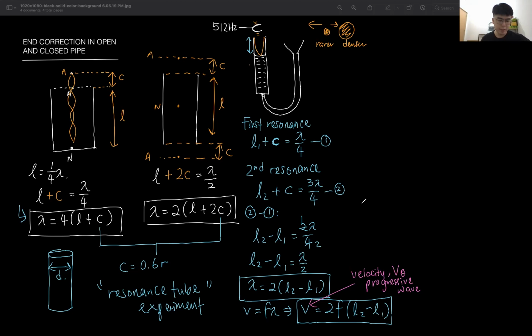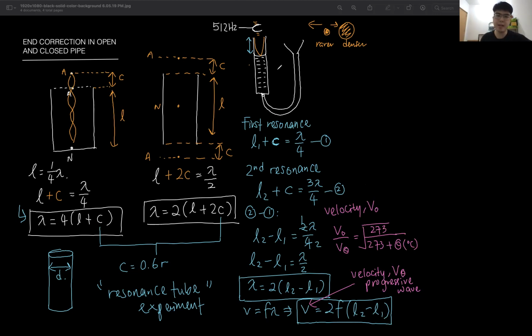Now, sometimes in the question, they want you to find the velocity of the sound wave at ice point. So velocity at ice point, V naught. It can be given by the equation V naught over V theta equals the square root of 273 over 273 plus theta, with theta in degrees Celsius.